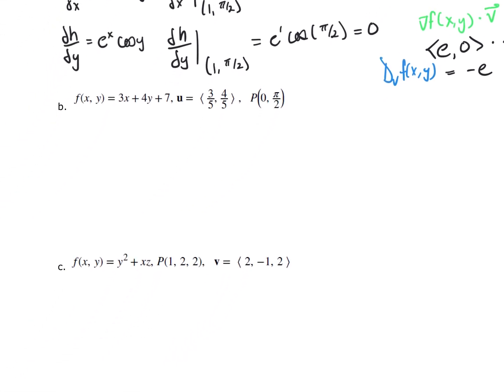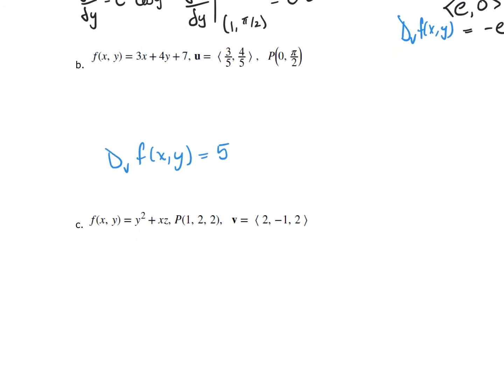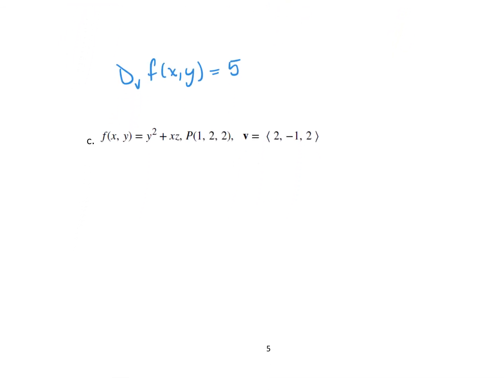So let's go ahead and take a look at the next two examples. Now I'm just going to give you the answer for b, and then we're going to walk through c. So the directional derivative of my function, this is just xy, is going to be equal to 5. I want you to walk through that and see if you're getting the same answer as I'm getting. Now the next one's a little bit more involved, and I'm going to set you up and have you finish it.